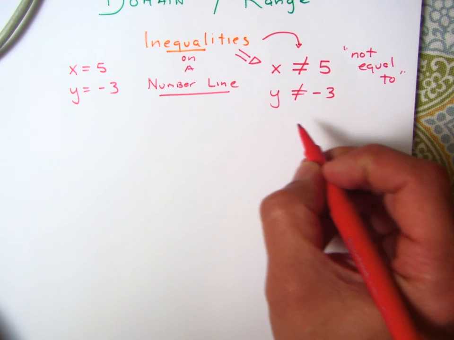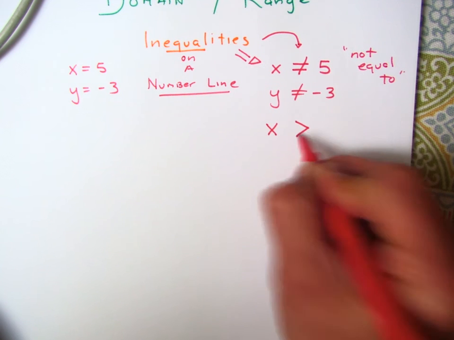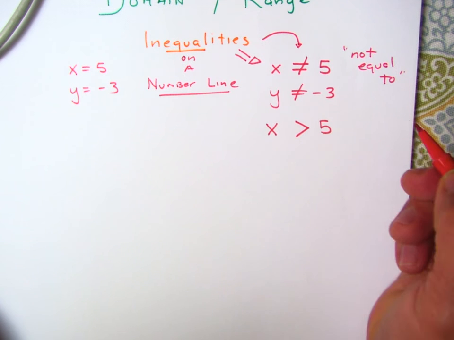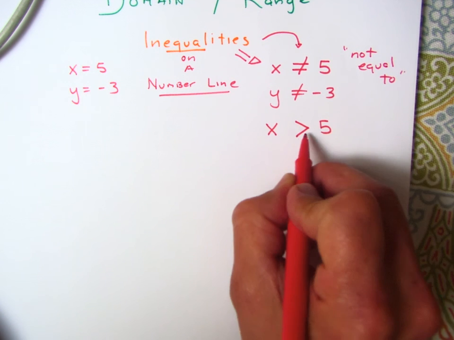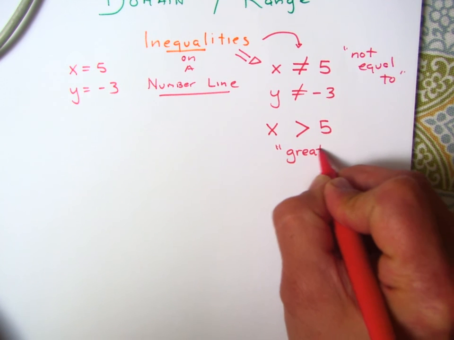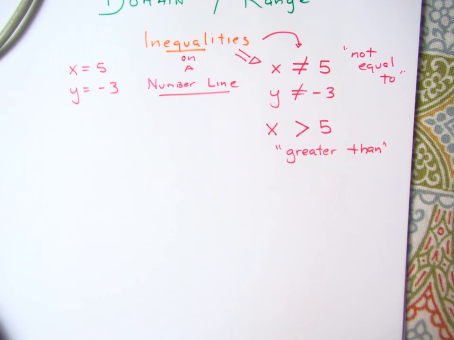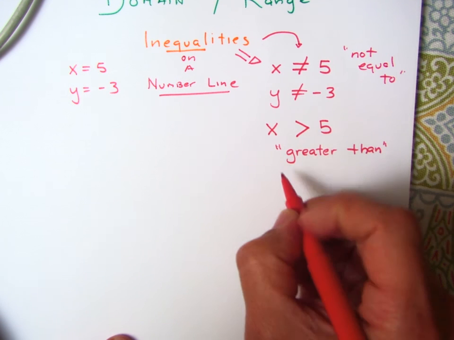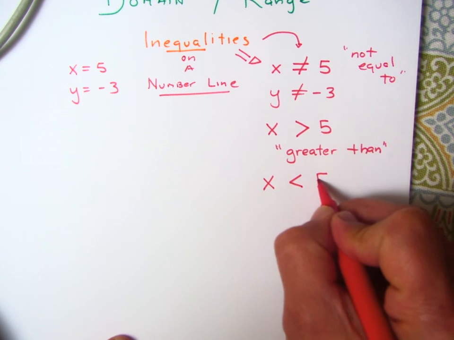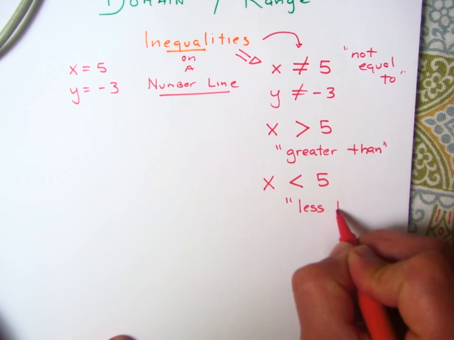So we have this thing called x, and then the sign is pointing to the right. We'll use the same number 5. And what does that mean? That means it's greater than. Greater than. So it's not equal to 5, it's greater than 5. Okay? How about if it's not greater than, then it's less than 5. So if it's pointing to the left, it's less than.